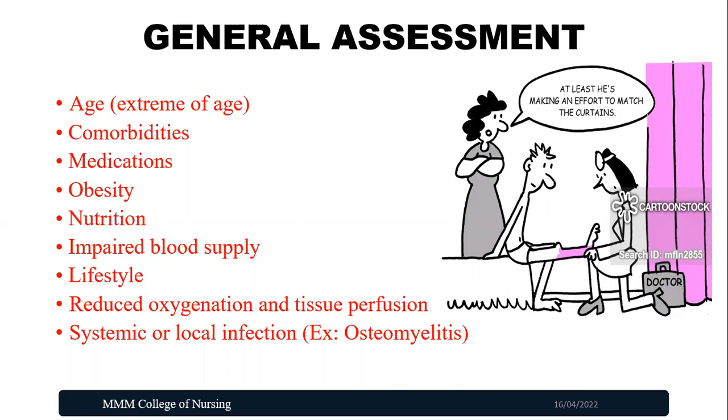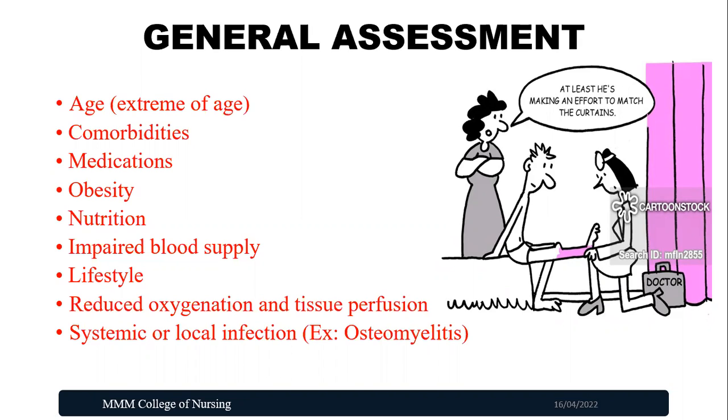Impaired blood supply to the part of the body where the wound is present, lifestyle factors like smoking, alcohol, sedentary lifestyle, reduced oxygenation or tissue perfusion to the site of the body, systemic or local infections like osteomyelitis, all this will affect the wound healing.